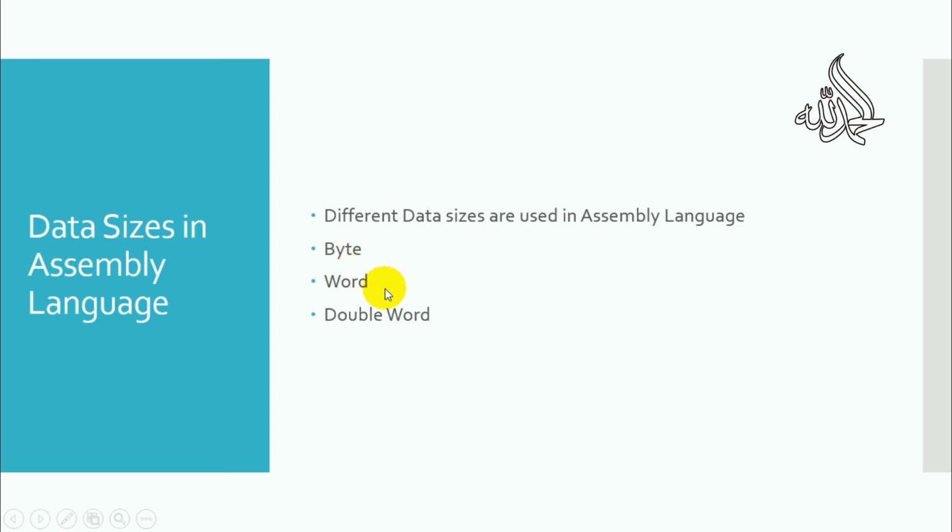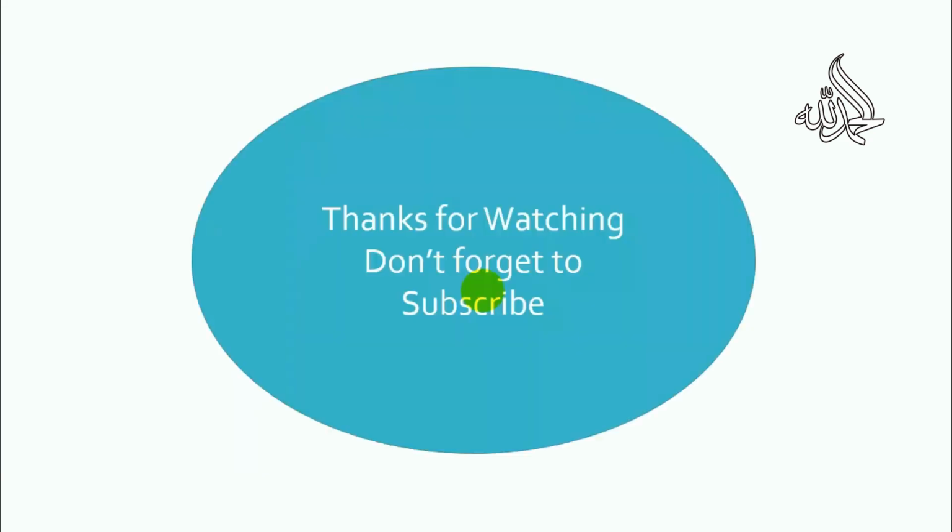The first one is byte, that is a 4-bit, then word 8-bit, and then double word, that is DB, after that and so on. So these are the data types and data sizes in assembly language that can be used. So here is today our lecture 6.